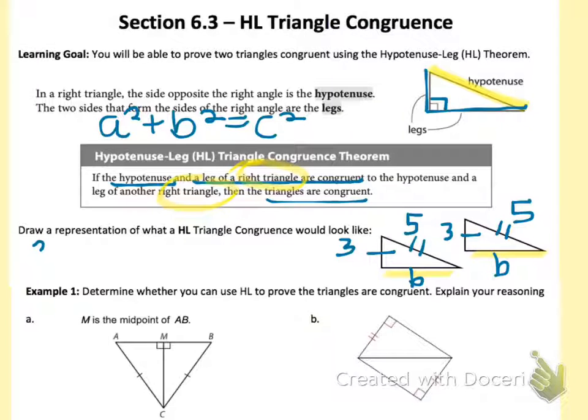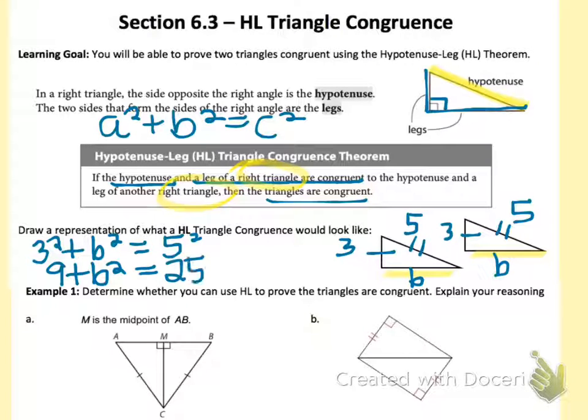I'd say 3 squared plus b squared equals 5 squared. That would work for both triangles. So 3 squared is 9 plus b squared equals 5 squared, which is 25. If we subtract 9 from both sides, that gives us b squared equals 16. And then take the square root. That means these other legs would have to both be 4. So then in effect, we really have side, side, side.